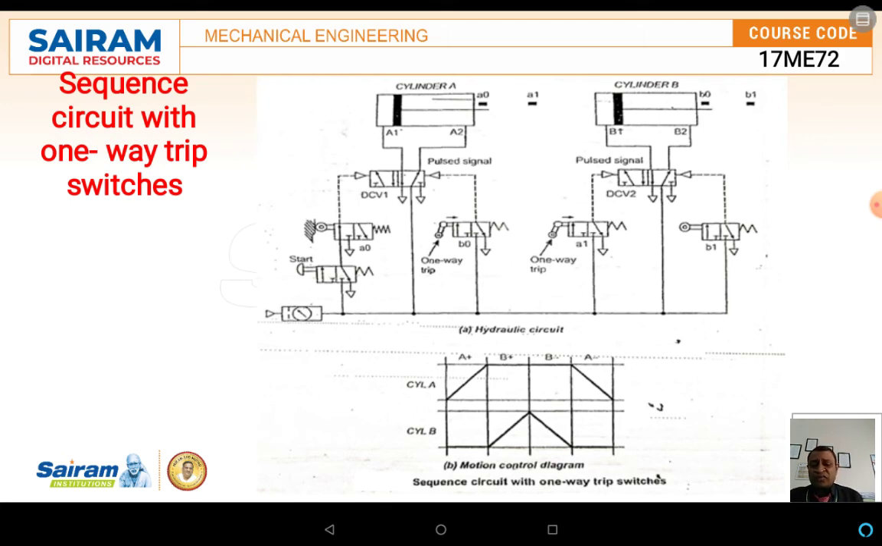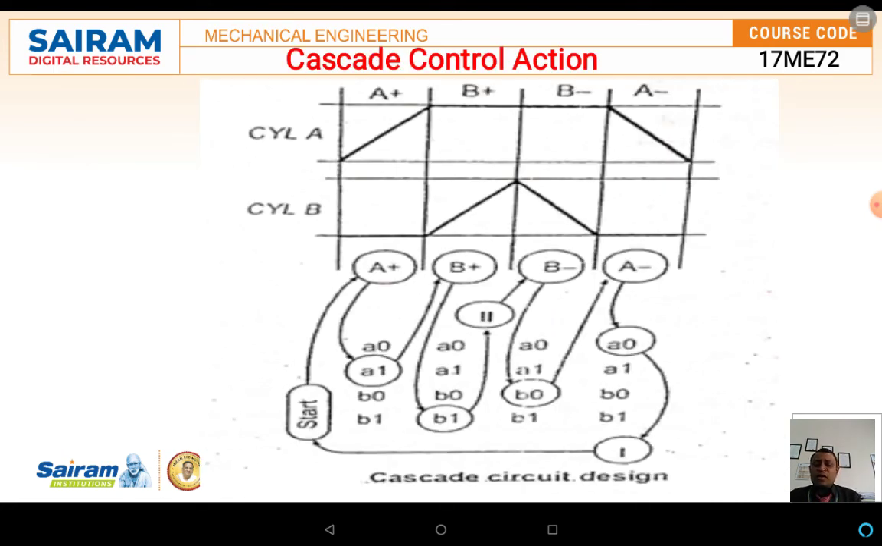Now see this circuit; by looking at it, the circuit is a little complicated. Instead of going for such complicated circuits, the next part we are doing is the grouping of the circuits. The grouping of the circuits can also be called cascade control action. Going forward to the cascade control action, first we have to know the cascade circuit design. Once you design the cascade circuit, grouping can be done very easily.